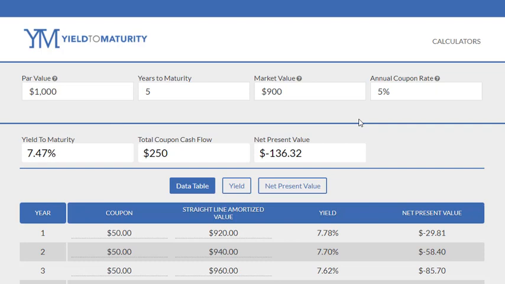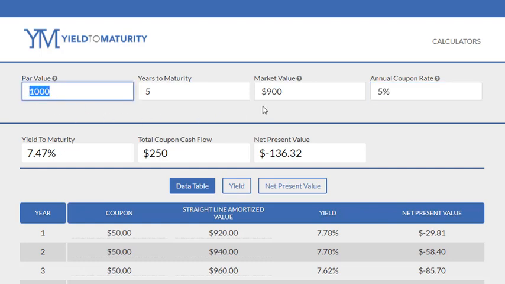Let's look at a more complicated example. In this example, let's say the bond investor is going to purchase the bond for $900. Again, they're going to hold the bond until maturity, which is 5 years away. During those 5 years, they're going to receive an annual coupon rate of 5%. And at the end of the bond at maturity, they're going to receive back their principal, which will be $1,000.